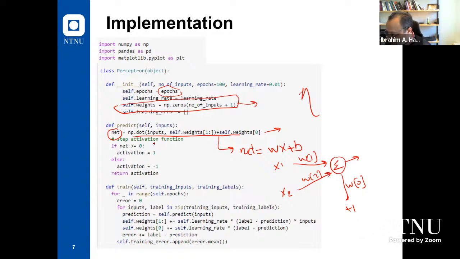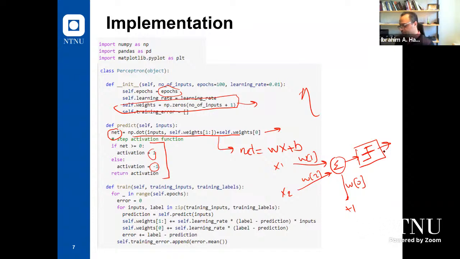And after that, you know, this is the activation function. What activation function do you want to use? Here the output will be one or negative one, so it's a sine function, right? Do you see that part? If net is greater than or equal to zero, the output will be one. Otherwise, it will be minus one. So in fact, here, if I want to draw it, it will be like this.